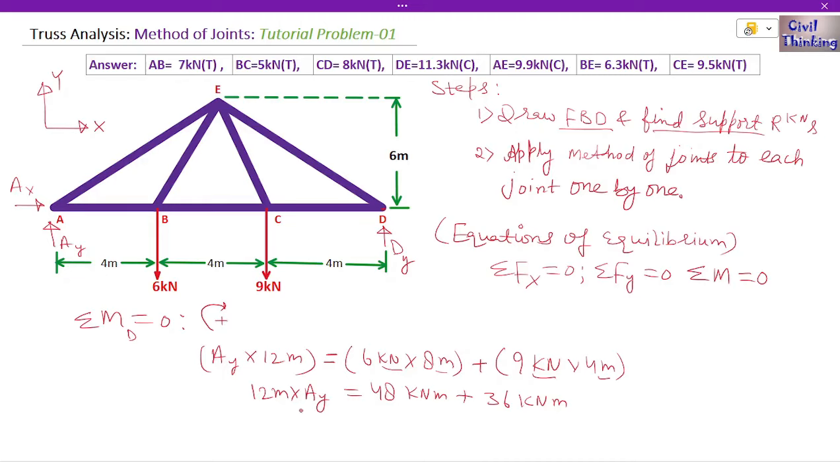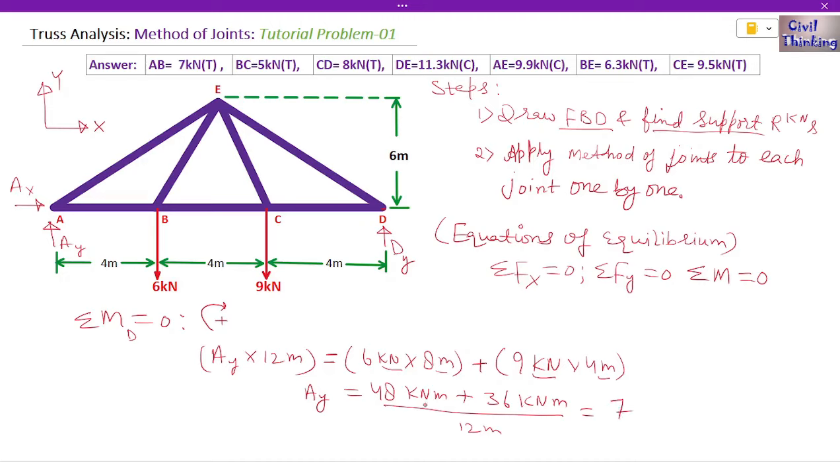Now from here I will get the value of AY to be what? Now I have to rearrange it again. 12 meter, I will throw it to the right side of the equal sign, so it is going to be in the denominator. So this is going to be the value of AY. Let me use a calculator to find the value. It is 48 plus 36 divided by 12. It is 7.